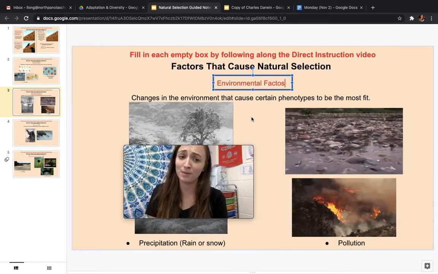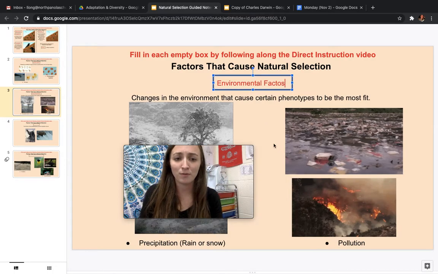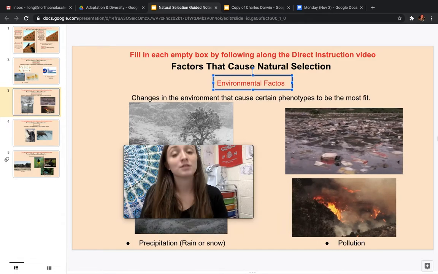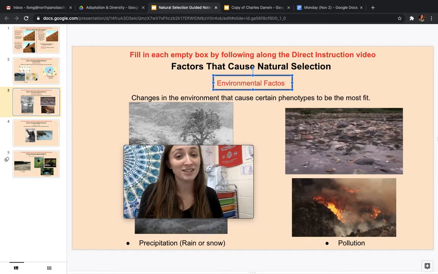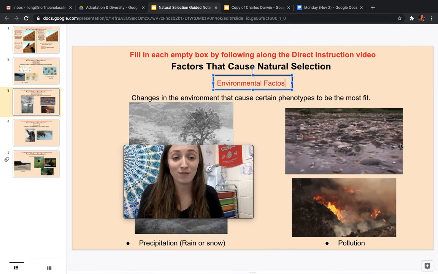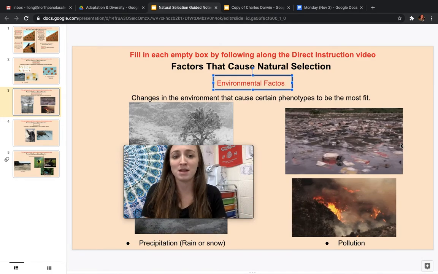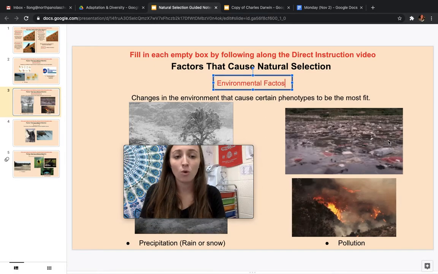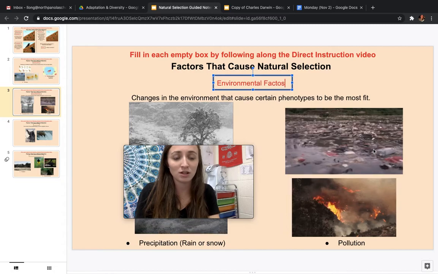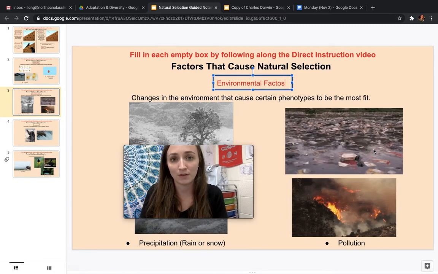Another change in environment that can happen is pollution. If you have a bunch of trash suddenly dumped into a river, some organisms are probably going to die. So you want the organisms that have the best traits for maybe navigating their way through the trash, or just ones that can still find their food in this situation. Those are the ones that are going to survive.